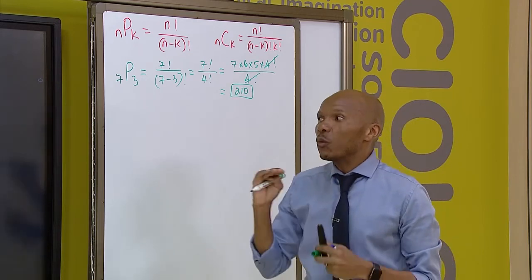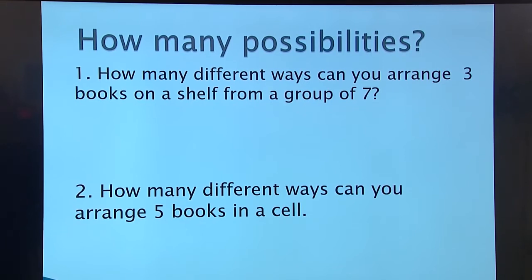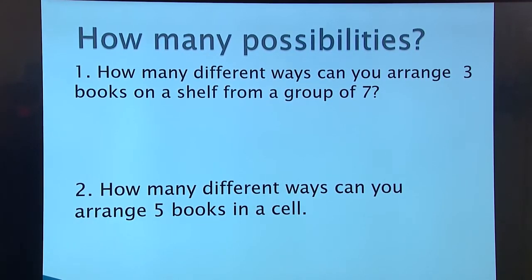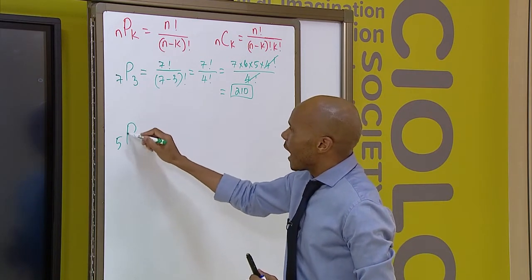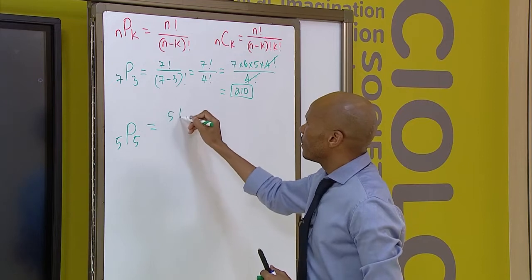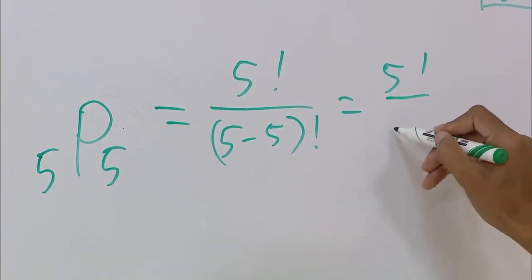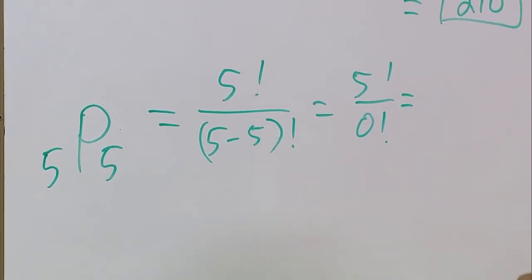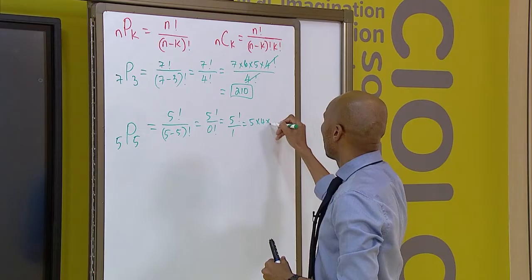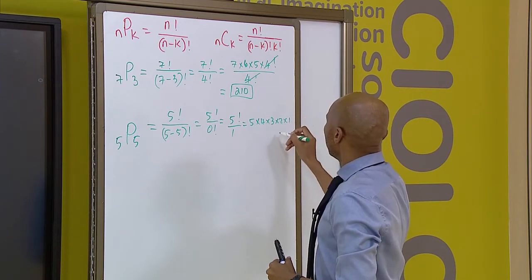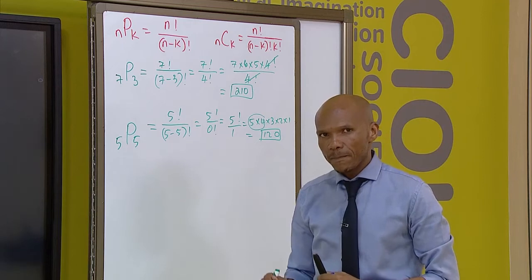The second question says, how many different ways can you arrange 5 books on a shelf? But am I choosing anything? No, I want you to arrange all 5. If I want you to arrange all 5, that would mean I have 5 and I want to pick 5, right? So that would be 5 factorial divided by 5 minus 5 factorial, which is 5 factorial divided by 0 factorial. And remember what we said 0 factorial was? 1. So that will be 5 factorial divided by 1. So that will be 5 times 4 times 3 times 2 times 1. That will be 20, 20 by 6 is 120. All right?